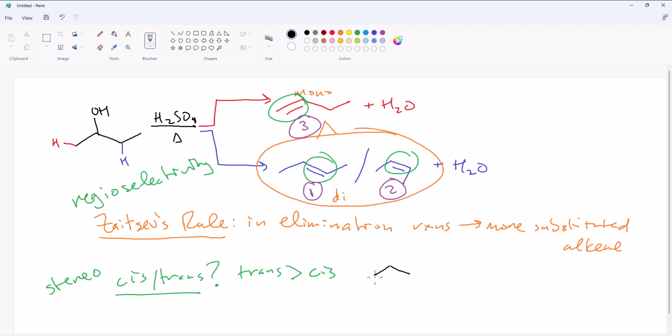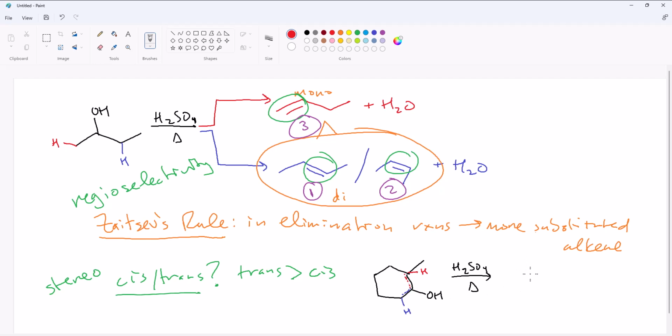So just as a sample reaction, let's look at this dehydration. I'll leave you, if you want, to pause this video and predict the product of this reaction. So once again, we have two options. We can abstract this hydrogen, or we can abstract this hydrogen in blue. If we abstract this hydrogen in blue, we're going to form the disubstituted alkene. If we abstract the hydrogen in red, we're going to form a trisubstituted alkene.